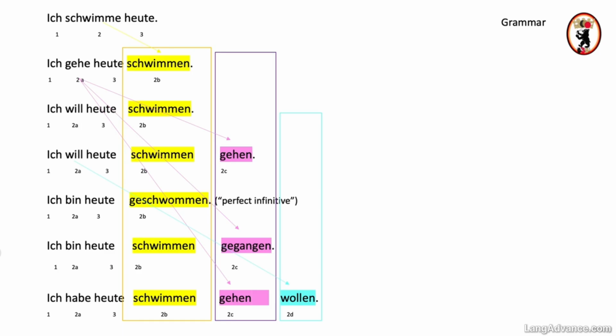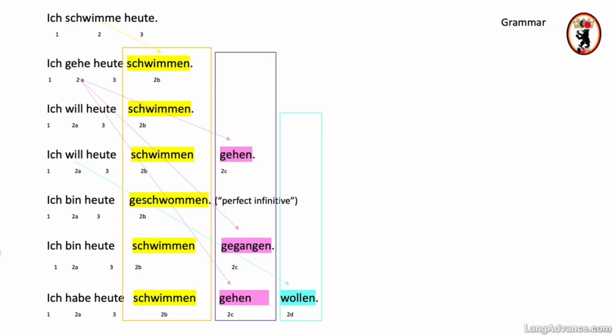You can see that this perfect tense sentence works the same. We have an auxiliary verb in the second position and the infinitive of to swim at the end, and because it's a perfect tense sentence, it's the quote-unquote perfect infinitive geschwommen. The next sentence mirrors the rule applied in sentence 3. Priority 1, bin, trumps priority 3, gegangen.